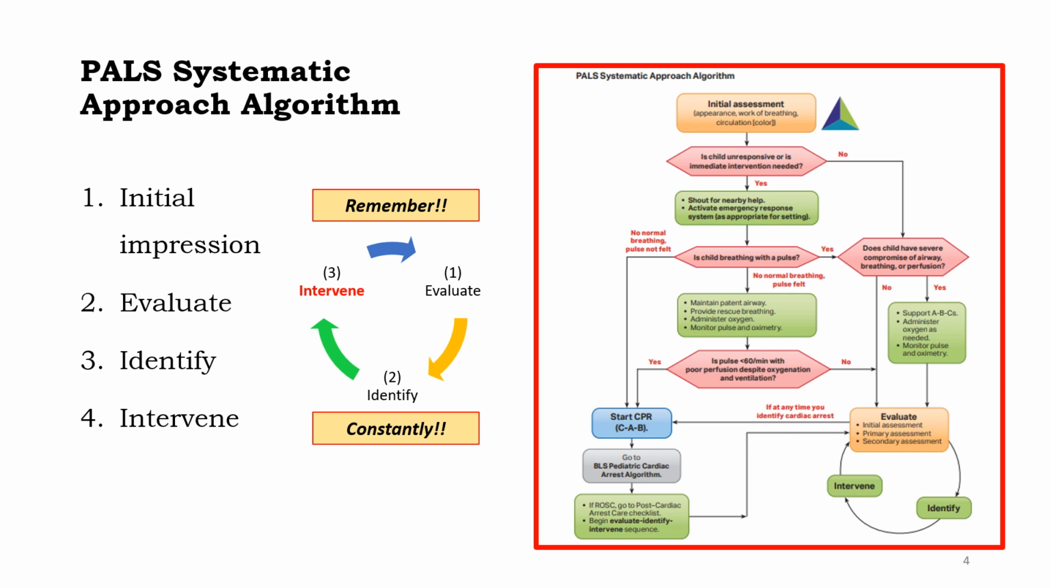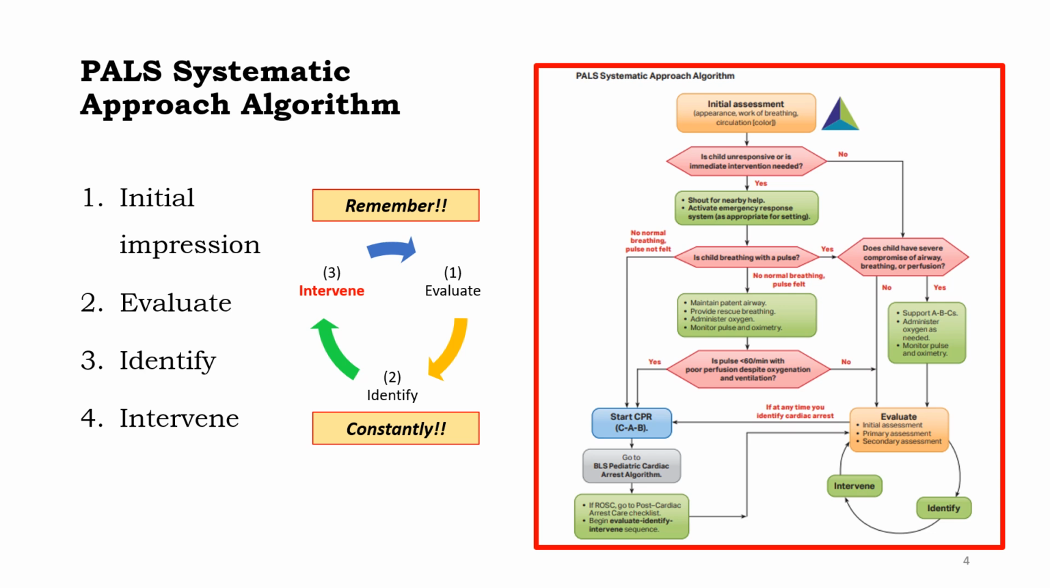So, how do we decide whether a child is well or not? The answer lies in the PALS or the Pediatric Advanced Life Support algorithm. There are a total of 4 steps which we need to follow, and we're going to discuss each of them individually. So, we start off with the initial impression. Next, you will evaluate. Thirdly, you will identify or come up with a conclusion of what the child has. And fourthly, you will intervene.